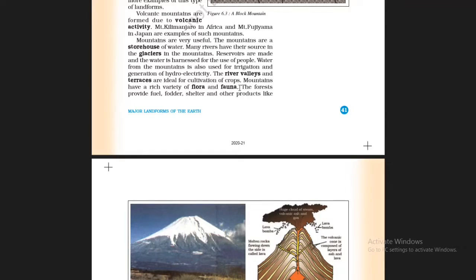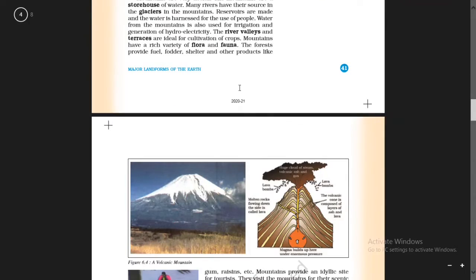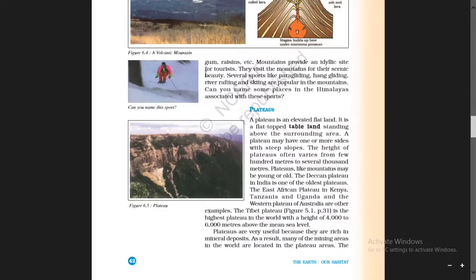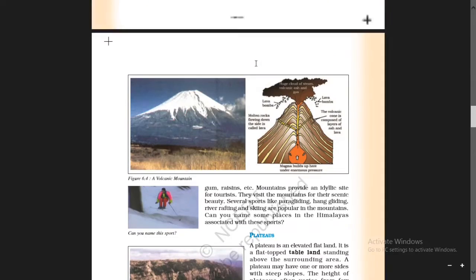Okay, several importance. It may be asked sometimes: give any three importance of mountains. Here you have to answer. You have to write these points. Okay. The forest provides fuel, fodder, shelter, and other products like gum, resins, etc. Forest provides us such things.